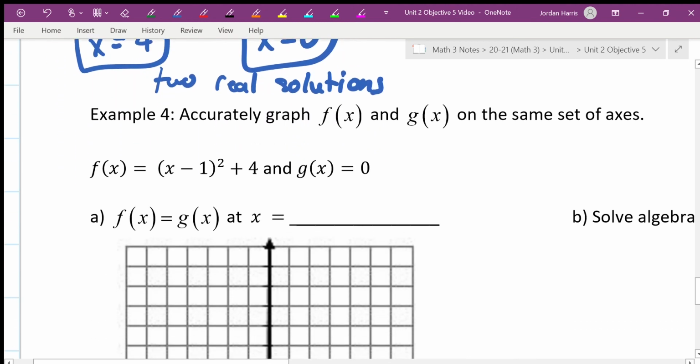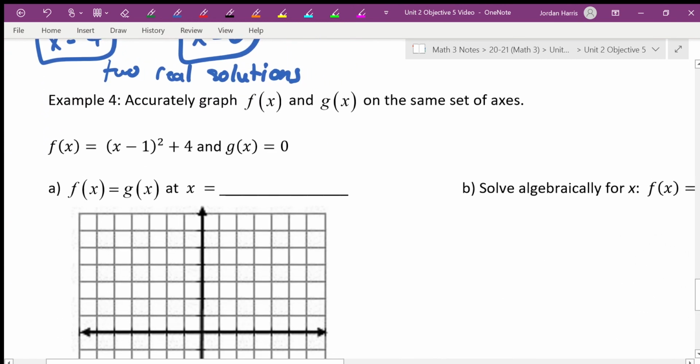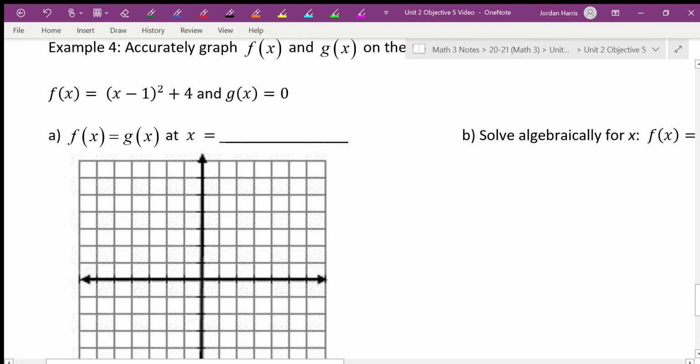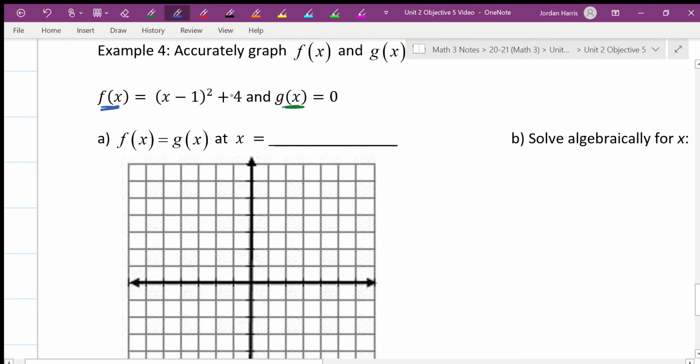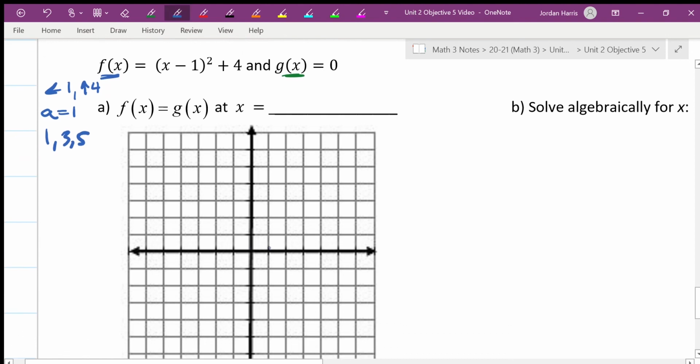Okay. Example 4, accurately graph f of x and g of x on the same axes. Then we're going to solve through graphing. So f of x will be this, g of x will be green, f of x first. So look at my shift. This is a left 1, up 4 with an a value of positive 1. So I'm using the 1, 3, 5, 1a, 3a, 5a pattern. Don't forget that.